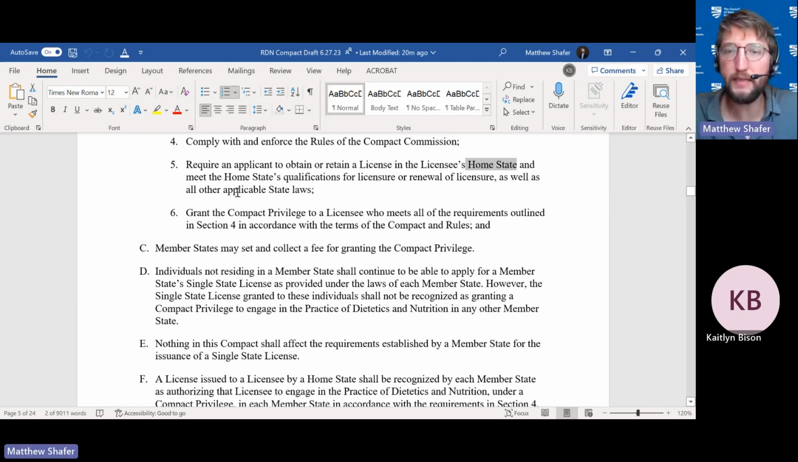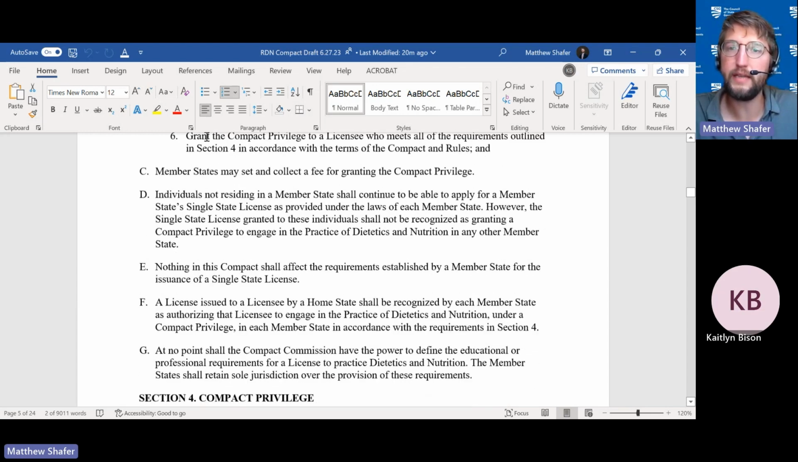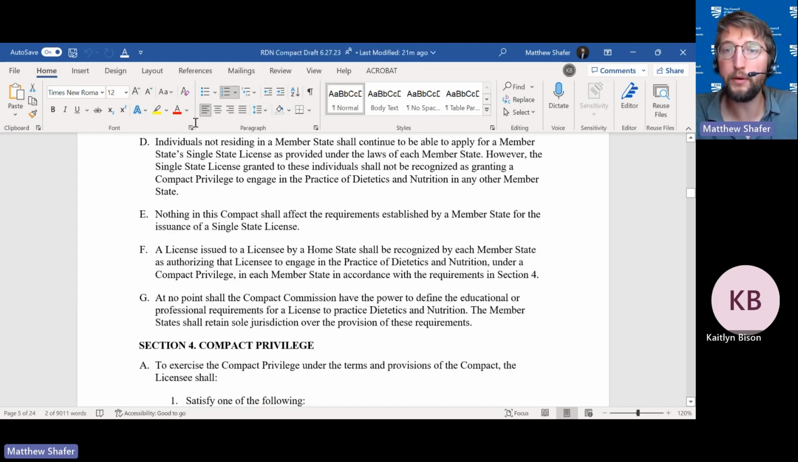Okay, so the rest of this section just says the member states are allowed to assess a fee for granting the compact privilege. If you do not reside in a member state, you can continue to apply for that state's single state license. So let's say I live in a state that's not a part of the compact. I can continue to just apply for a regular license in a compact member state. But in order to use the compact, I have to live in a state that's a member of the compact.